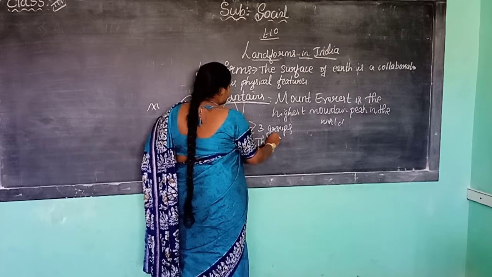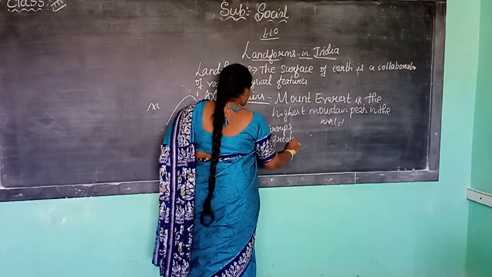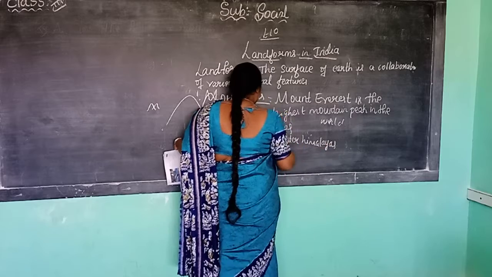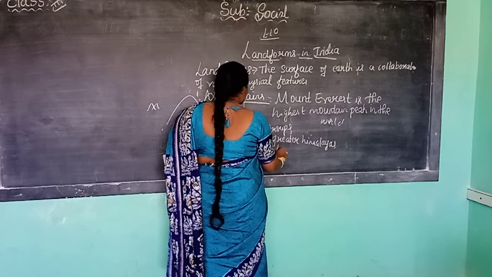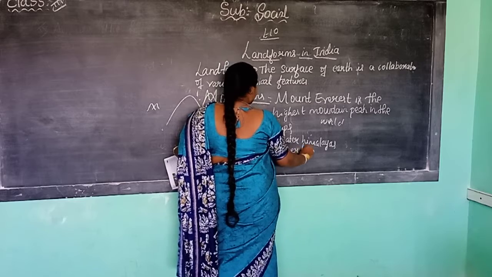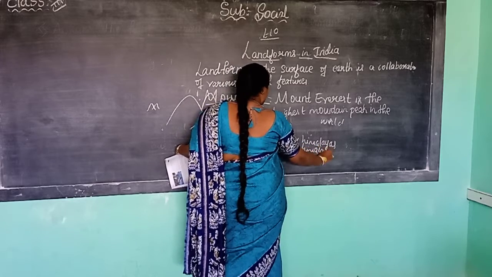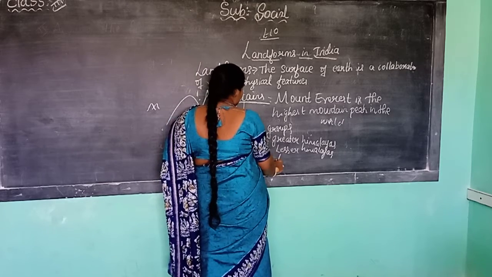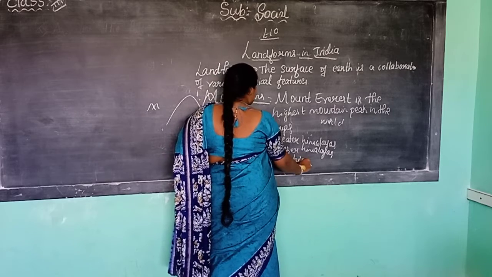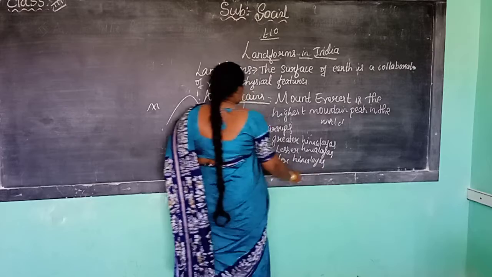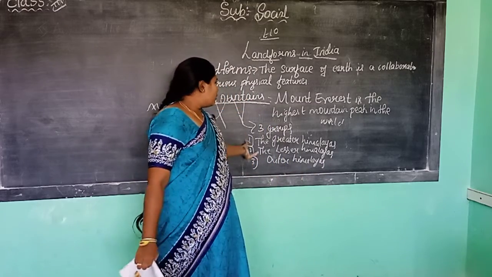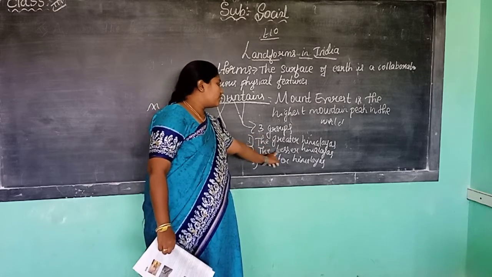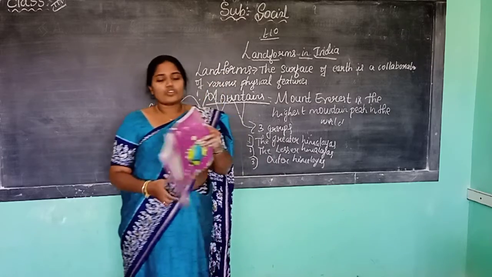First one is the Greater Himalayas. Second one is the Lesser Himalayas. And third one is the Outer Himalayas. So these are the three mountain ranges. They are divided into three groups. The first one is Greater Himalayas, second one is Lesser Himalayas, and third one is Outer Himalayas.